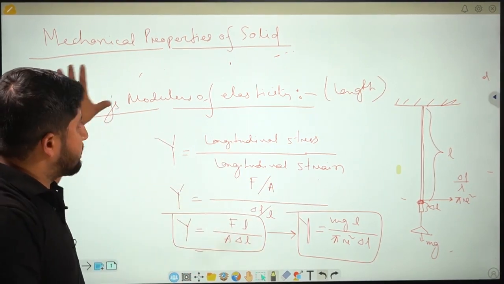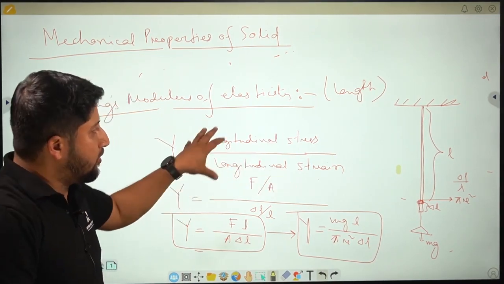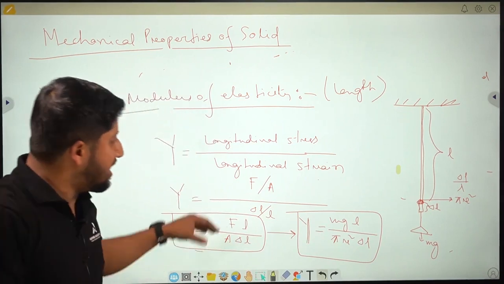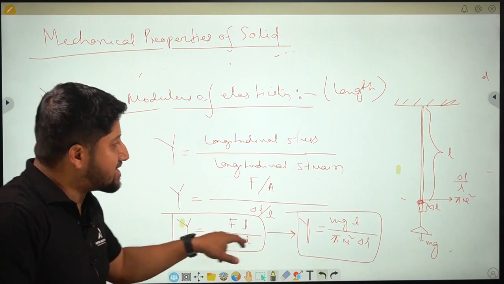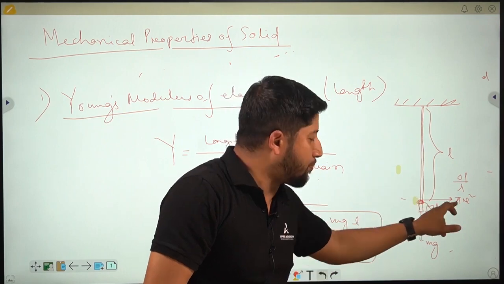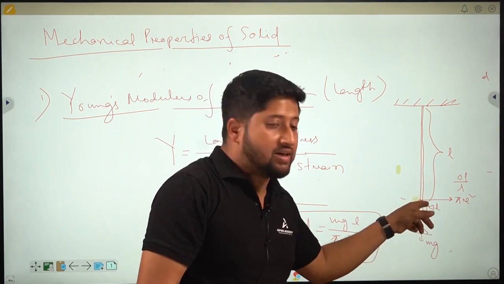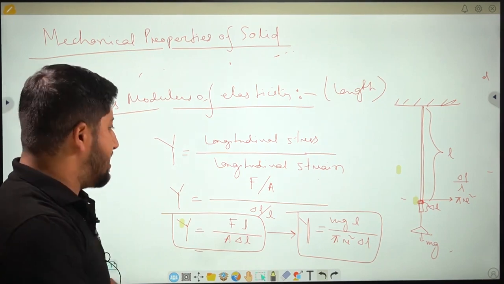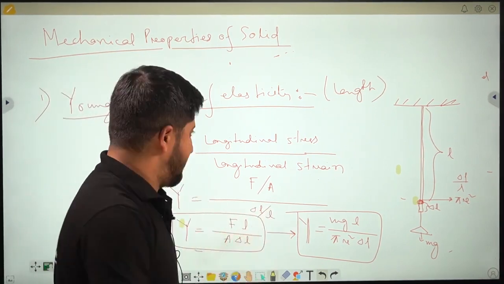So Young's modulus of elasticity is the ratio between longitudinal stress and longitudinal strain. We know longitudinal stress is equal to force by area, and longitudinal strain is equal to del L by L. After simplification, Y is equal to FL by A into del L. What is A here? A is the cross sectional area of the wire, which is pi r square. What amount of force did we apply? Force is equal to mg. So mgL by pi r square into del L is the mathematical expression of Young's modulus of elasticity.